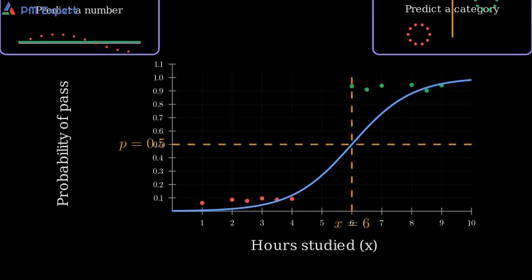The logistic model turns a line into a probability using the sigmoid function. We write P of X equals 1 over 1 plus e to the power of negative, open parenthesis, b naught plus b1 times x, close parenthesis. Here P of X is the probability of passing when study time is X hours.